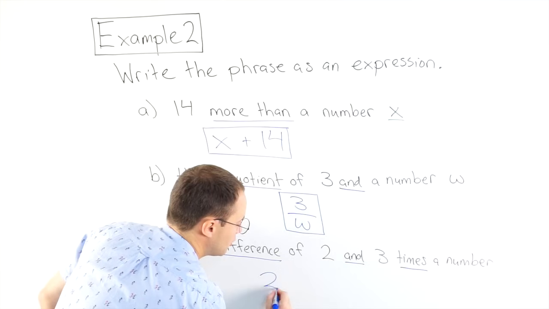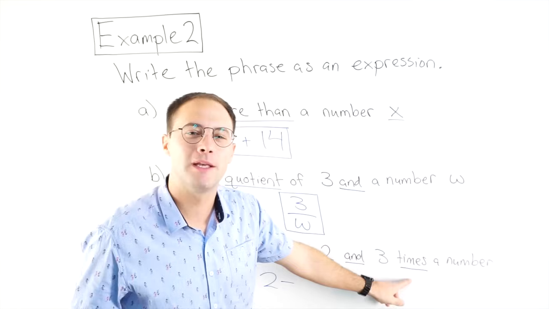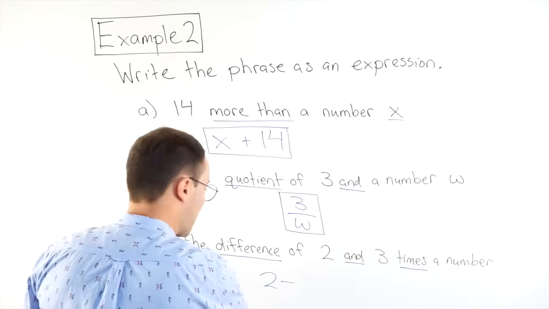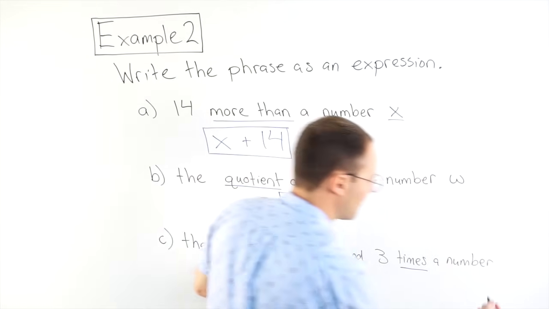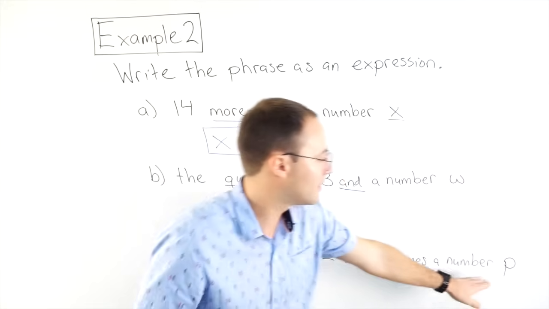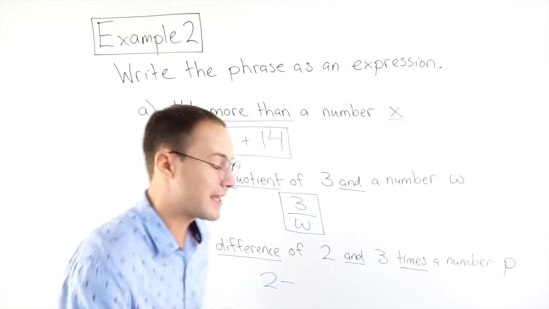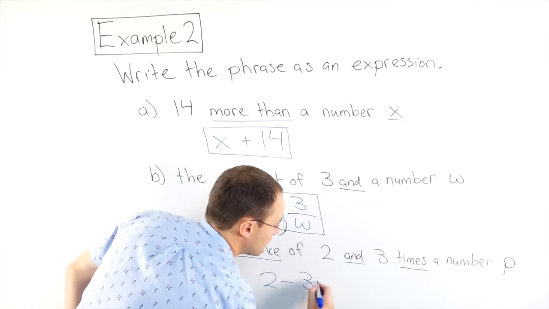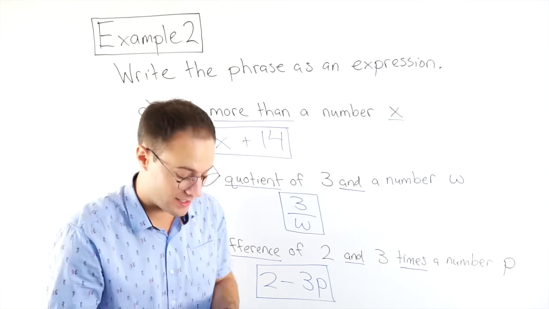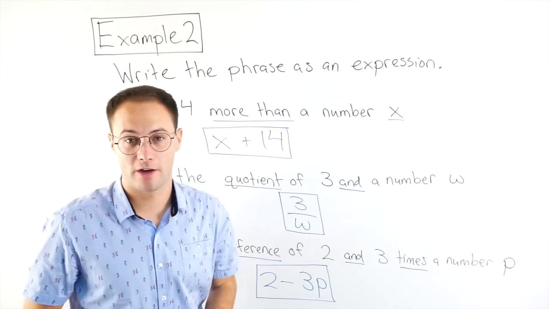So, I'm going to start with 2 minus 3 times. Well, times means multiplication. What am I multiplying? Oh, I'm sorry. I should have, let's go with P. I forgot to write my variable there. So 3 times P. And we can write that as 3P. So there's my algebraic expression for this phrase. Okay? Here's some to try on your own.